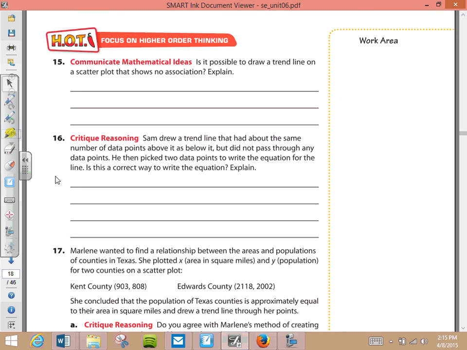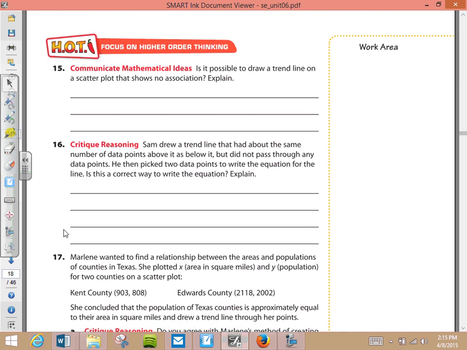It's impossible to draw a trend line on a scatter plot that shows no association. Why not? There is no direction, right? So it's not possible. Sam drew a trend line that had about the same number of data points above as below, but did not pass through any data points.